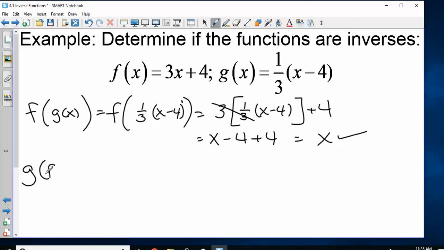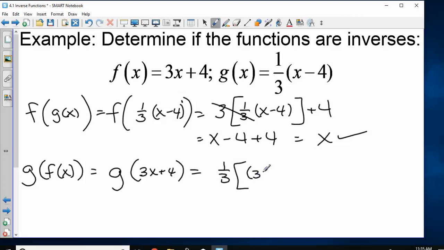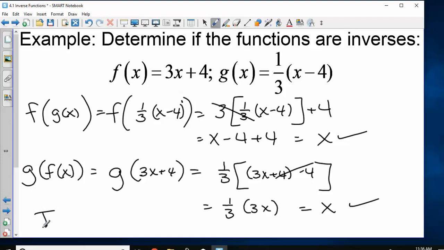Other direction. Plug in 3x plus 4. So you have 1/3 times 3x plus 4 minus 4. So the 4's drop, so 1/3 times 3x is x. So yes, these are inverses. Any questions there?